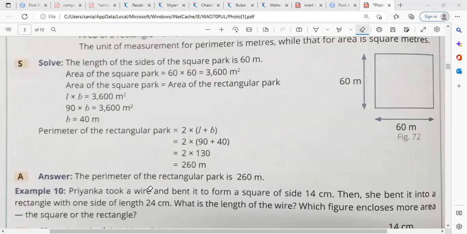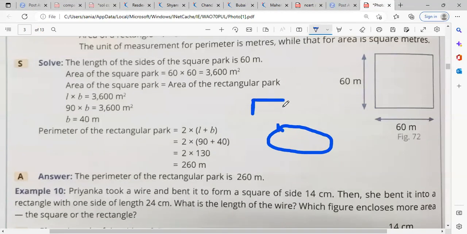Yes, ma'am. Priyanka took a wire and bent it to form a square of side 14 centimeter. Then she bent it into a rectangle with one side of length 24 centimeter. What is the length of the wire? Okay. So this is a very important question. For example, this is your length. This is your wire. Yes, okay.